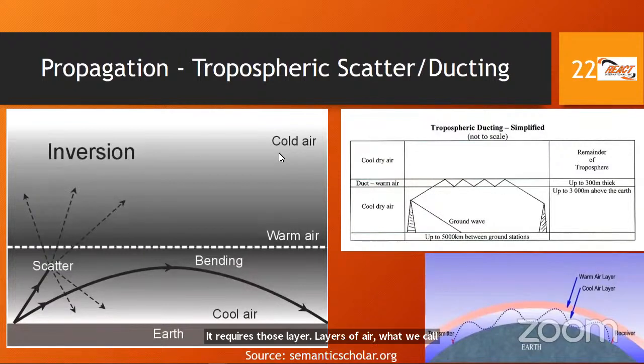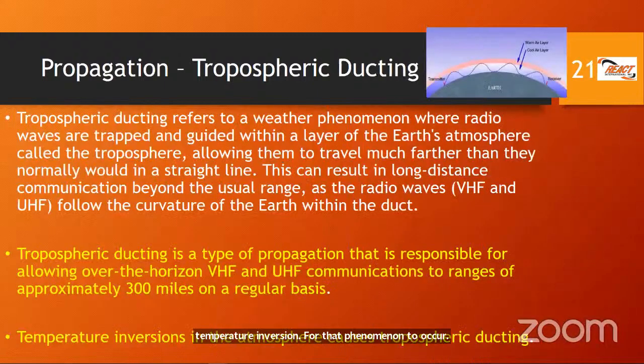So let's come back to this slide. Right? So you have a little definition of it on top here, but for the exam, what we need to know is that tropospheric ducting is a type of propagation that is responsible for allowing over the horizon VHF and UHF communication to ranges of approximately 300 miles on a regular basis. So let's dissect what they're saying here. So we're talking about the phenomenon known as tropospheric ducting.